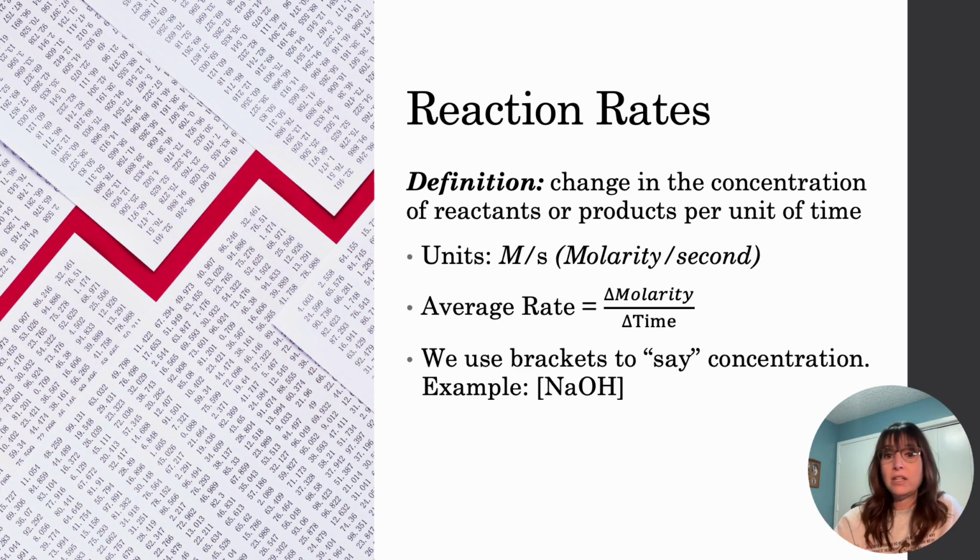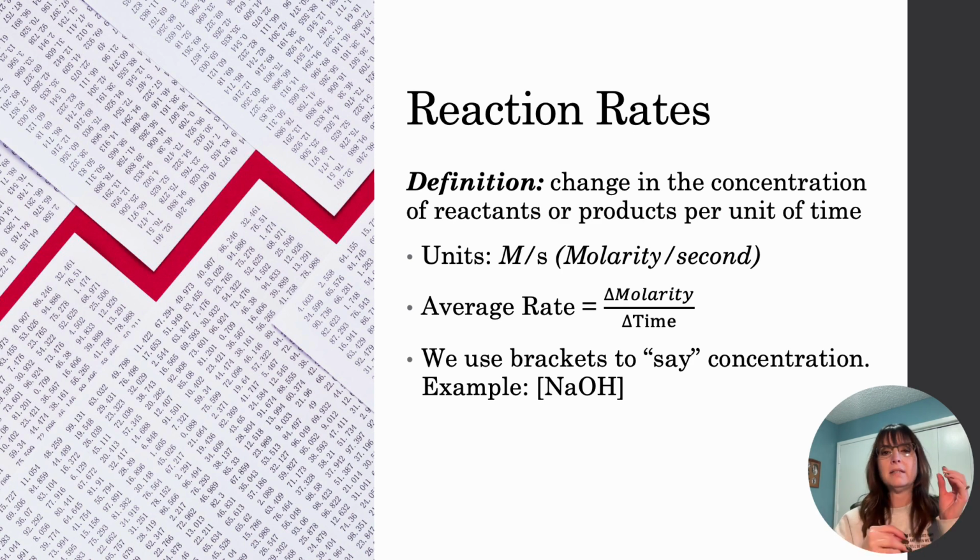If your change is positive, it's increasing. And that's important because if something is decreasing, it's probably a reactant being used up. If the rate is increasing, it's because you're probably making it as a product. And if you were to graph this, you're going to see on the next slide that a lot of times it's not linear, it's actually a curve.